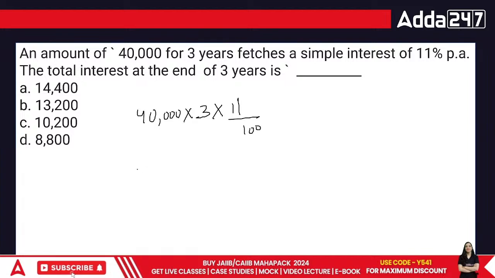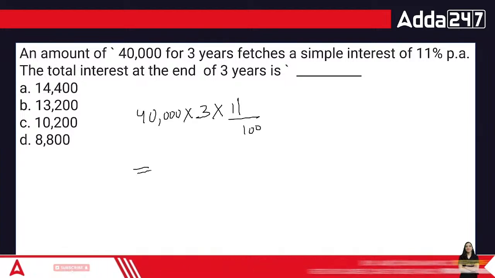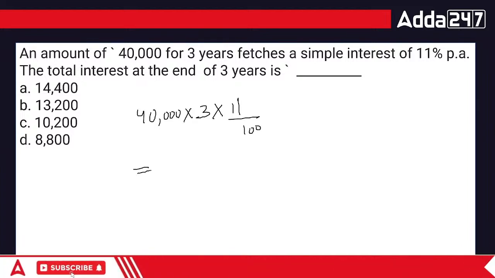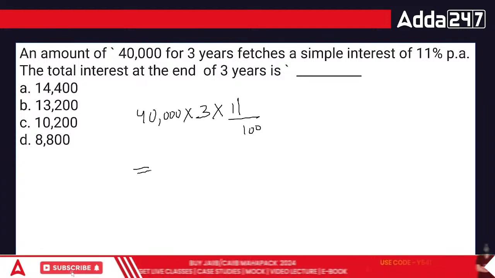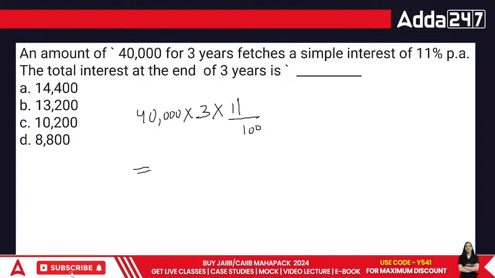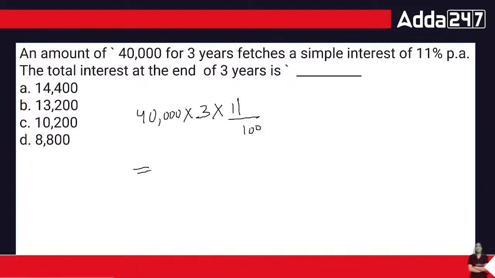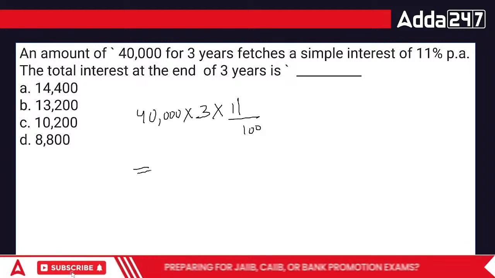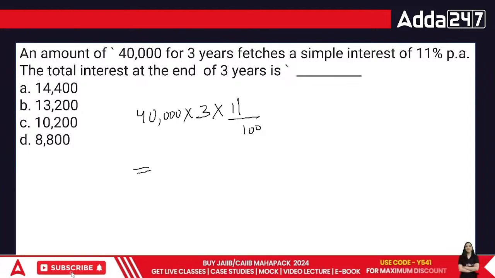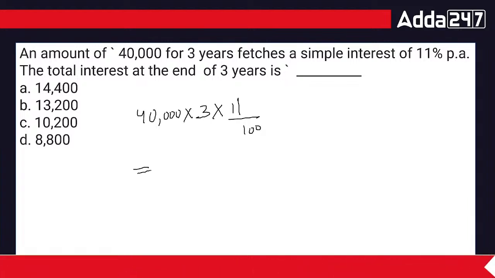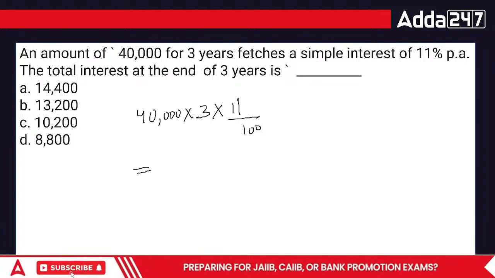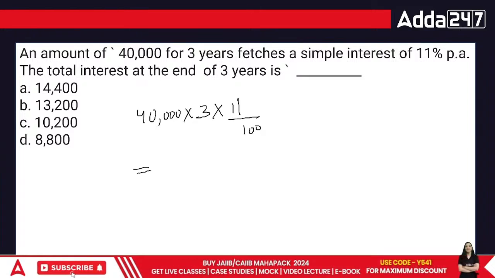Then let me know the answer. Acha, now let's calculate it together. Just opening up the calculator. It is basically 40,000 multiplied by 11% multiplied by 3. It gives us 13,200. This is the amount. This is basically the total interest at the end of 3 years.